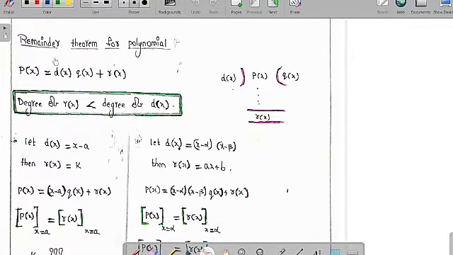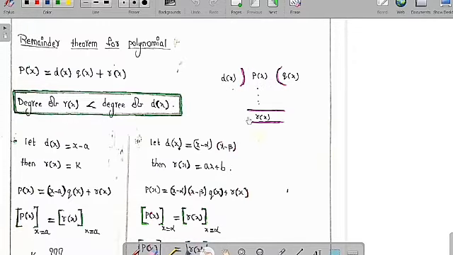Now we are going to learn about the remainder theorem for polynomials. Suppose there is a polynomial p of x. I am going to divide this polynomial p of x by d of x. If you do the division, we get the quotient q of x and the remainder r of x. So we can say p of x is equal to d of x into q of x plus r of x.